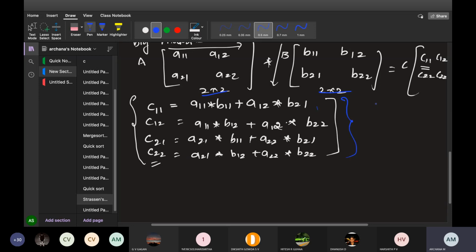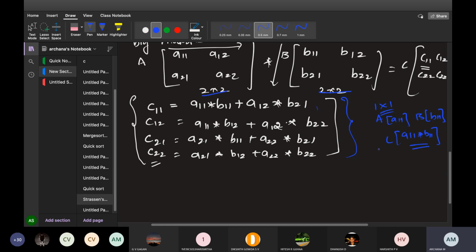If for example the matrix is only 1 cross 1, you can easily tell, if A has A11 and B has B11, what is the final C? C is the multiplication of A11 star B11. That is a simple thing. These are the simple formulas you'll get. So when you have a 2 cross 2 matrix and 1 cross 1, it is very easy for me to solve.